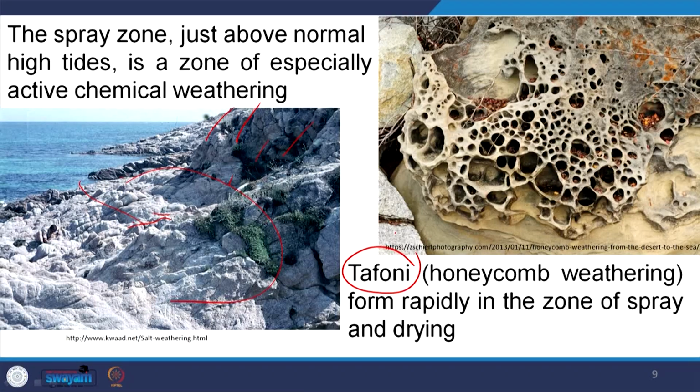The salt accumulated on the surface of the rock promotes chemical weathering. Similarly, this terminology we already discussed in our weathering class: tafoni or honeycomb weathering forms rapidly in the zone of spray, wetting and drying. These are boxwork-like structures, honeycomb structures. These are the characteristic features of salt erosion or salt spray erosion.